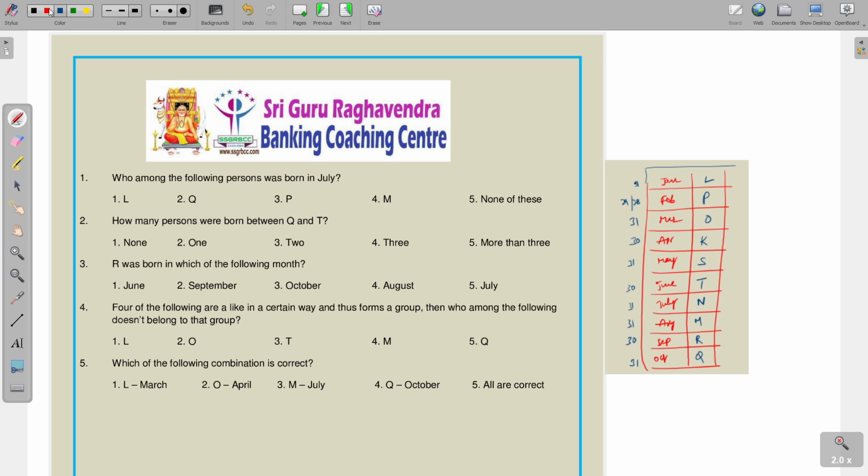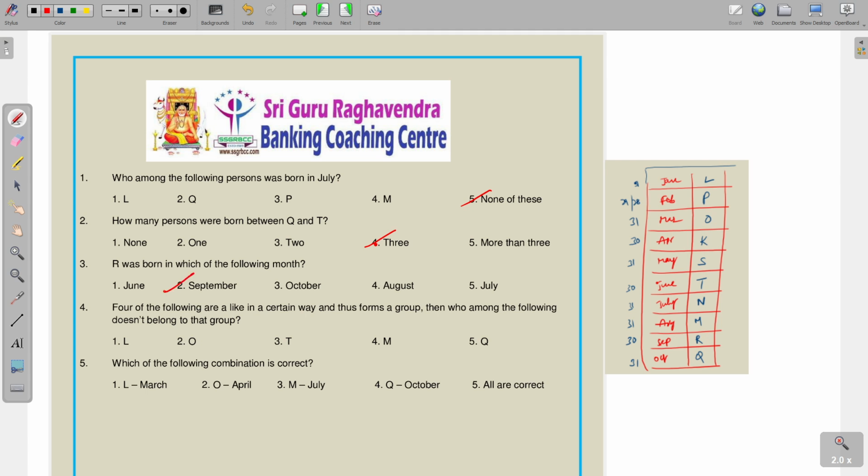See the first question, question number 1. Who among the following persons was born in July? So July, that is N, none of this. And next, how many persons were born between Q and T? So between Q and T there are 3 persons. R was born in which month? So R was born in September.